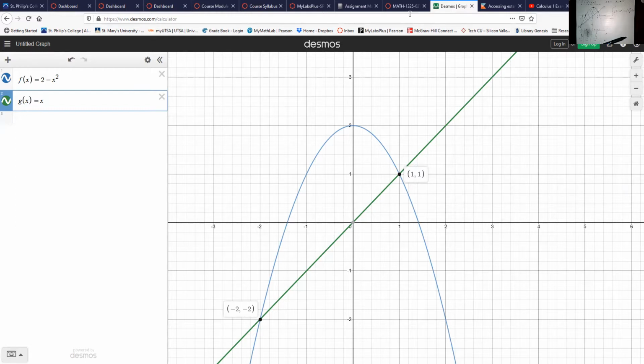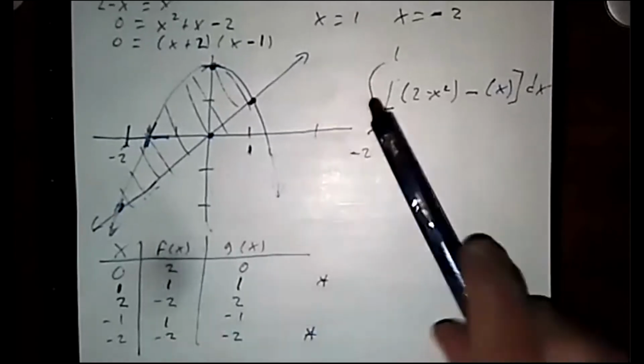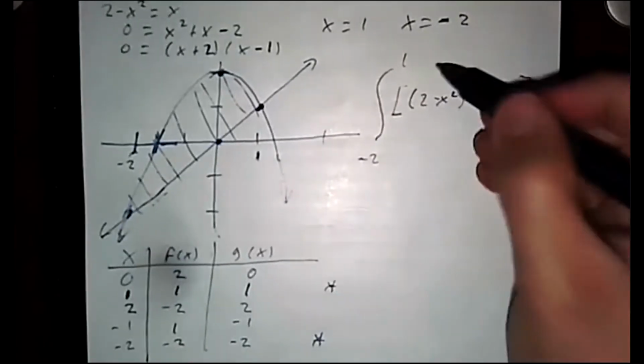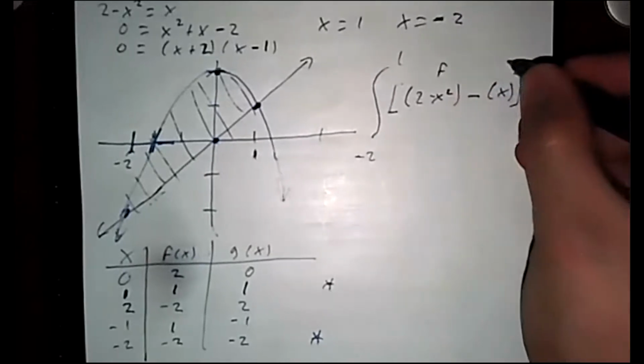Yeah, that makes sense. You said top function minus bottom function? Yeah, so top function minus the bottom function. Basically, you look at the region that's enclosed, and you look at the top part of the region, which is the parabola. So that's first, minus the bottom part of the region, which is the line. So that's where the integral came from here. So this is f minus g.